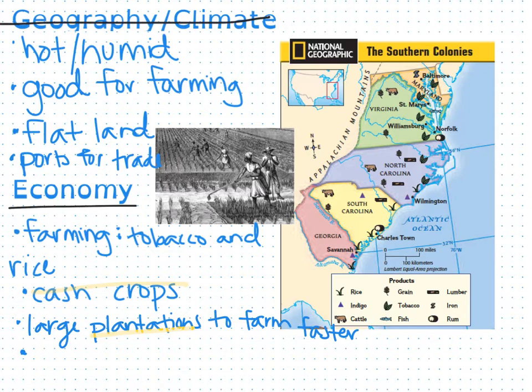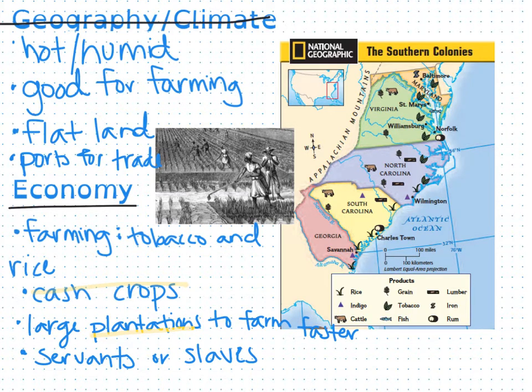Cash crops and plantations, but in order to get these large plantations to work, they needed things people called indentured servants or slaves. That was really the key to them being able to farm like they did in the South.